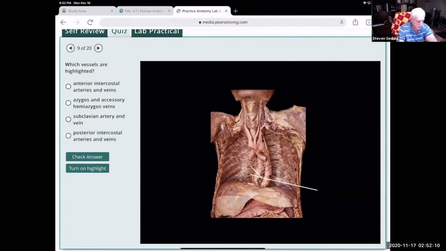What vessels are those? Posterior intercostal arteries and veins. Yep. Perfect. You guys got this down pat.